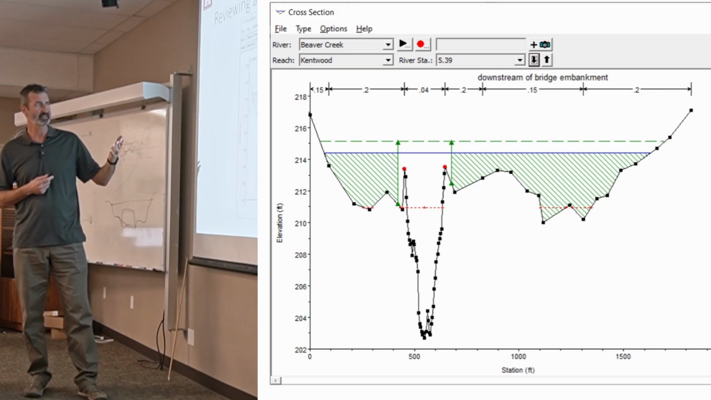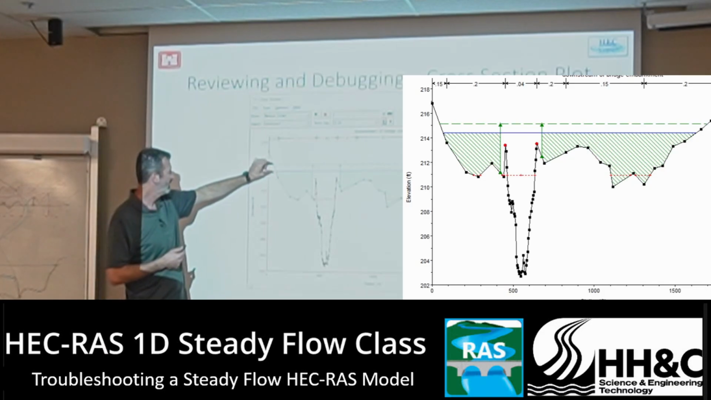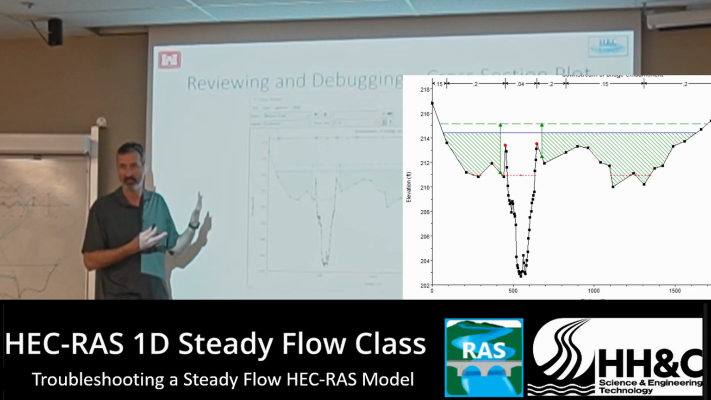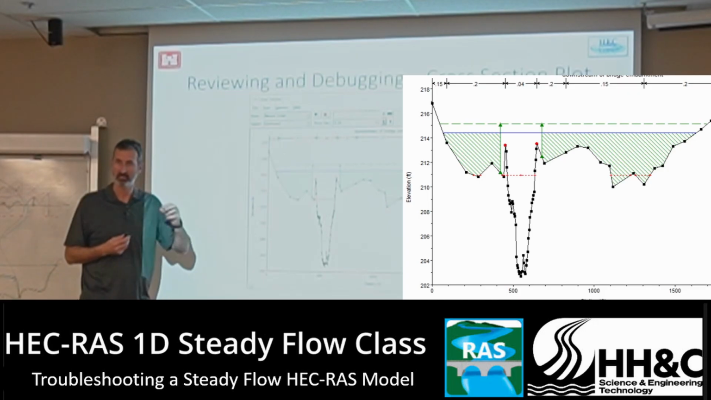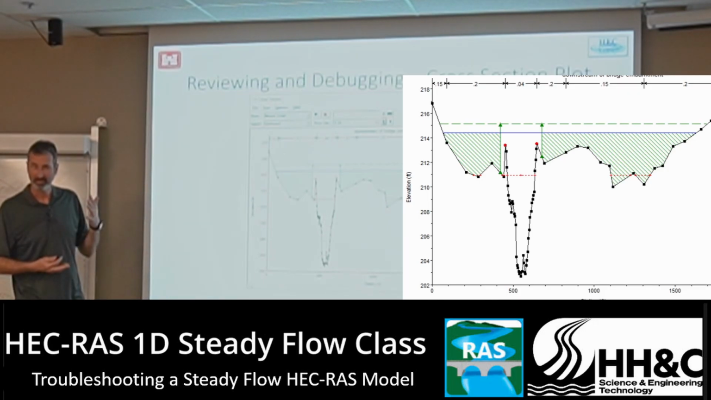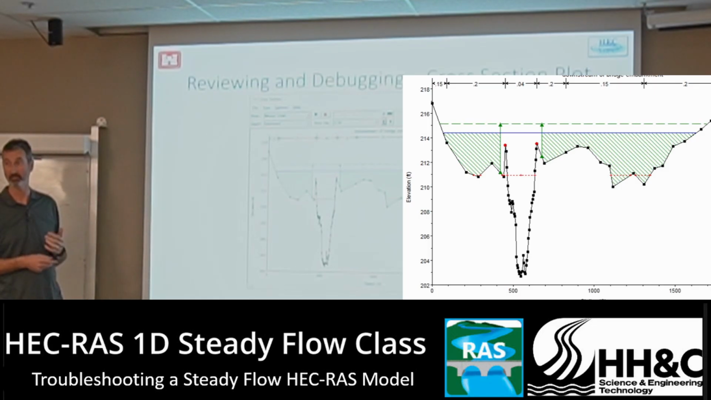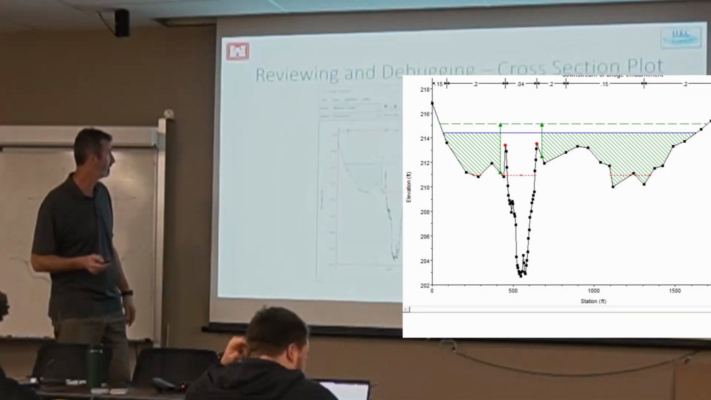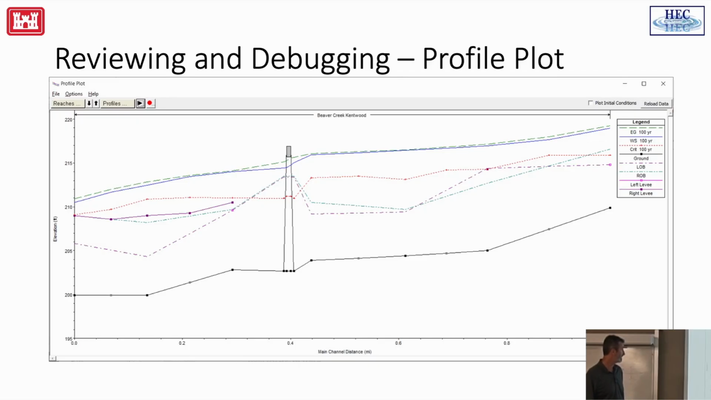Other things that I get out of this: I'm looking at the energy grade line, and it's on the order of a foot or something. Okay, that's fine. Inches, feet, fine. 20 feet, maybe not fine. That would be an indication that water's really going faster there. So I always leave on the energy grade line. Encourage you to do so too. Okay, so that's great. That's the cross-section plot. So now we can go to the profile plot.